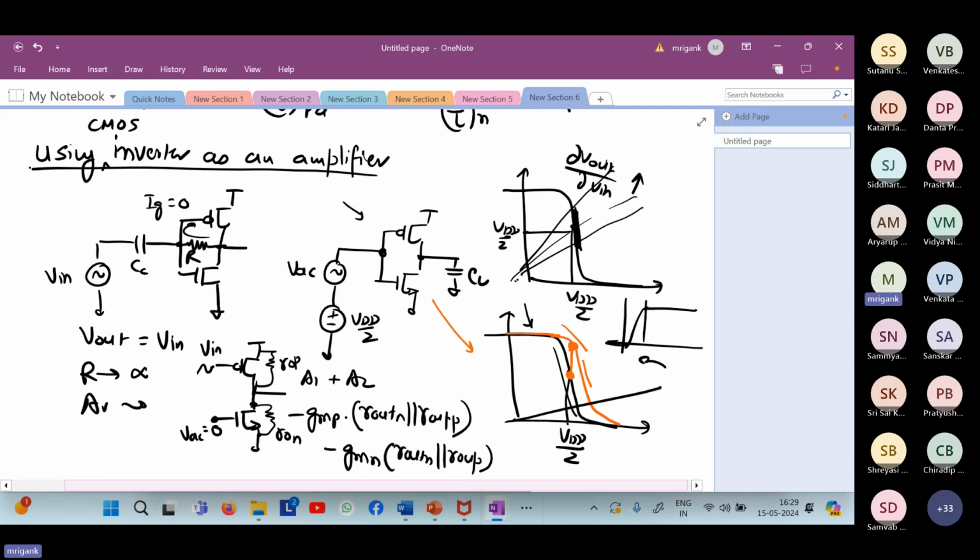What about the other pole? If you look at this other pole, the high pass pole, what will happen to that? It will move closer. Sorry? So that will also move higher, right? Because of the capacitances, the drain body capacitances of the NMOS, and the PMOS.